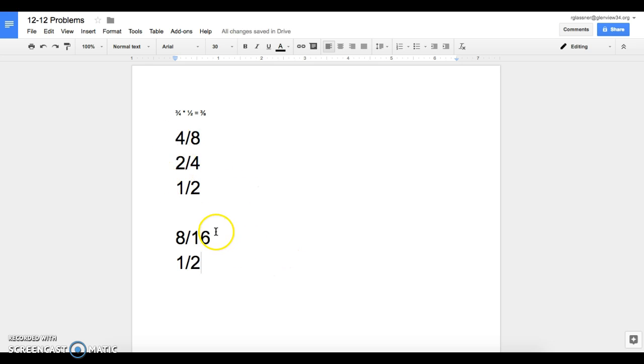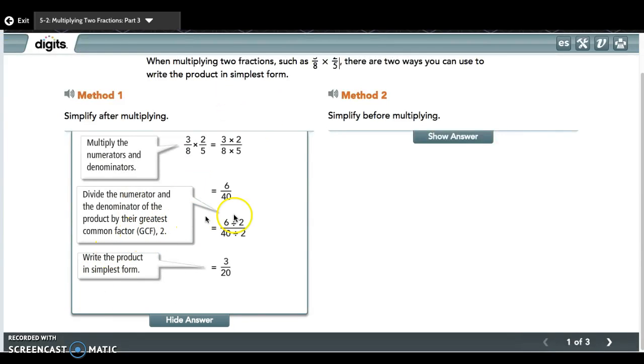All right, so you could do 8 over 16. You can pull a 2 out of it and get a 4 over 8, and then you can say, okay, what can I pull out of a 4 and an 8? I can pull a 2 out of both of them, so 2 over 4. What can I pull out of a 2 and a 4? Well, I can pull a 2 out of both, so 2 divided by 2 is 1, 4 divided by 2 is 2, and you get to the same final answer. It's just more steps, and you're more likely to make a mistake. So if you use the greatest common factor, there's only one step, you're less likely to make a mistake.